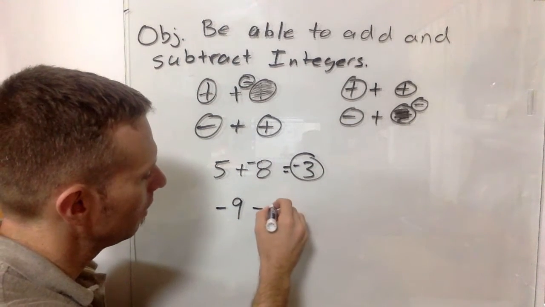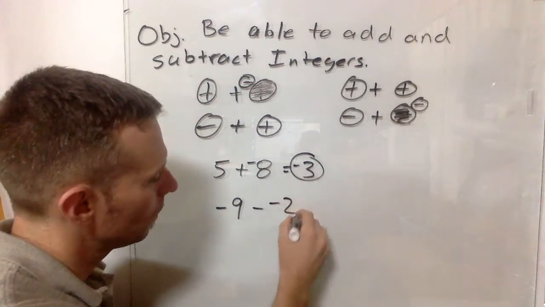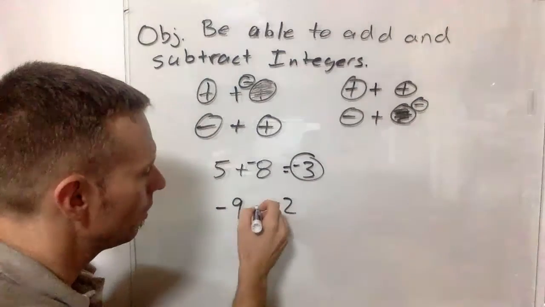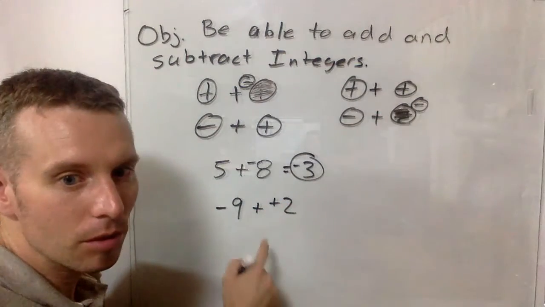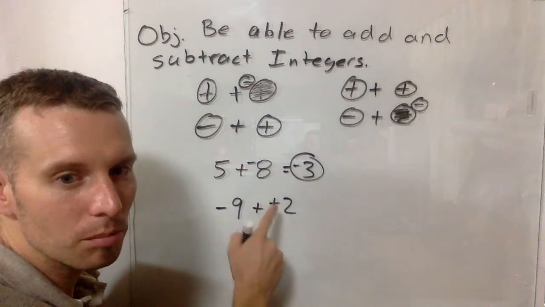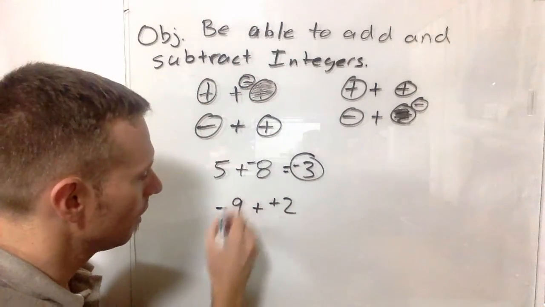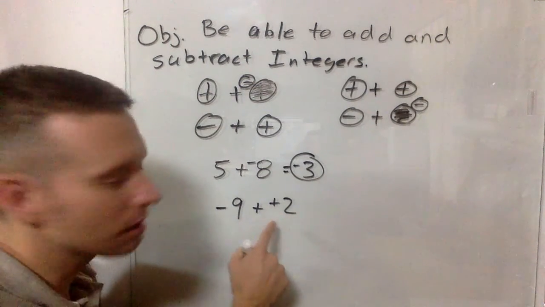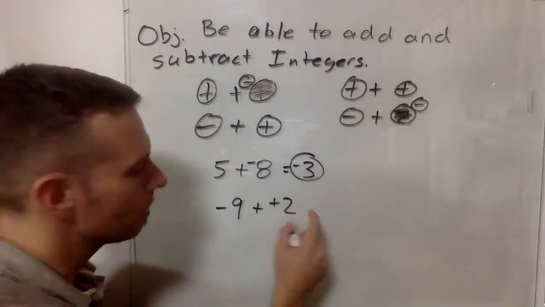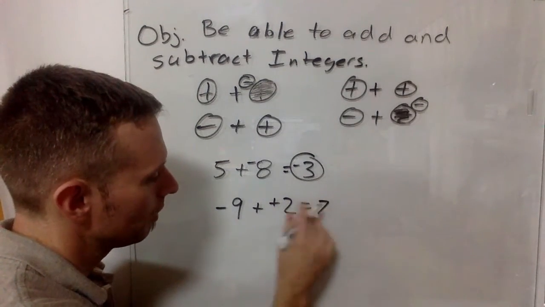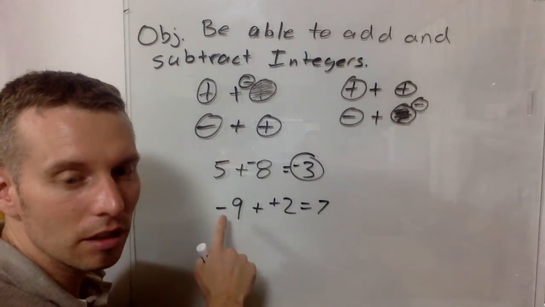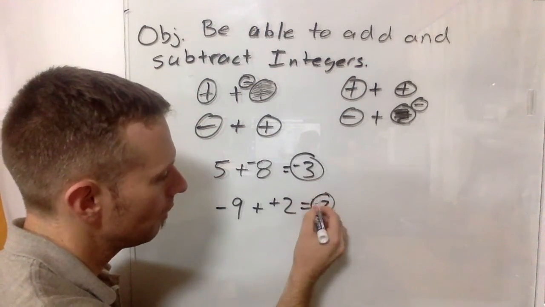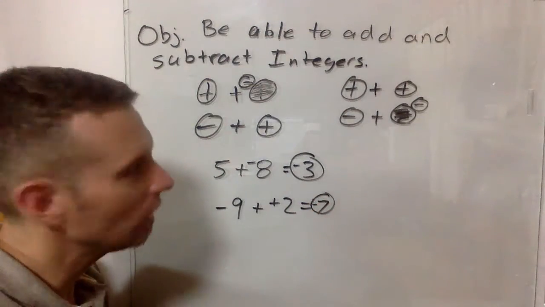Let's try a negative 9 minus a negative 2. Well, we have subtracting integers. We're going to add the opposite. So we're going to make minus negative 2 into plus positive 2. And then we're going to take negative 9, the larger number, because this is a negative, this is a positive. They're opposite signs. The larger number minus the smaller number gives us 7. And then the sign of the original larger number was negative, so it's going to be negative 7. All right, 2 more.